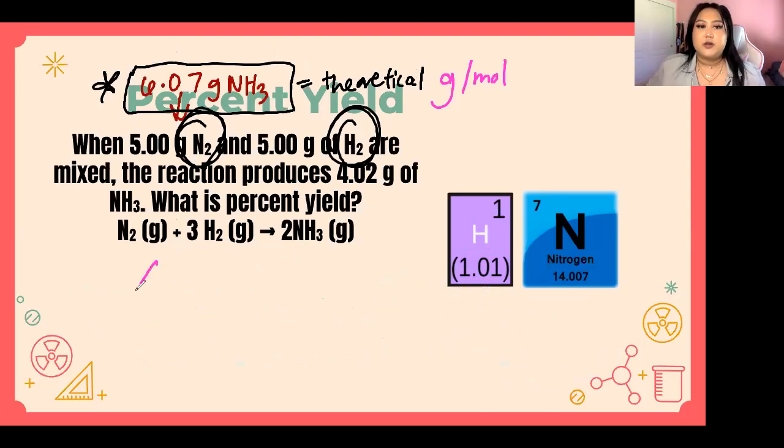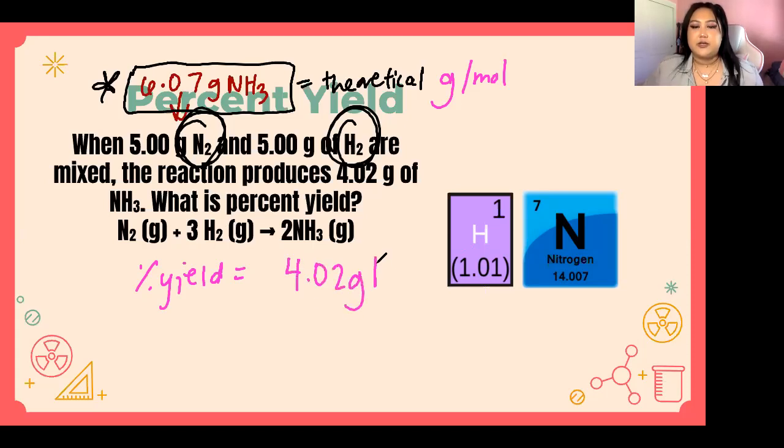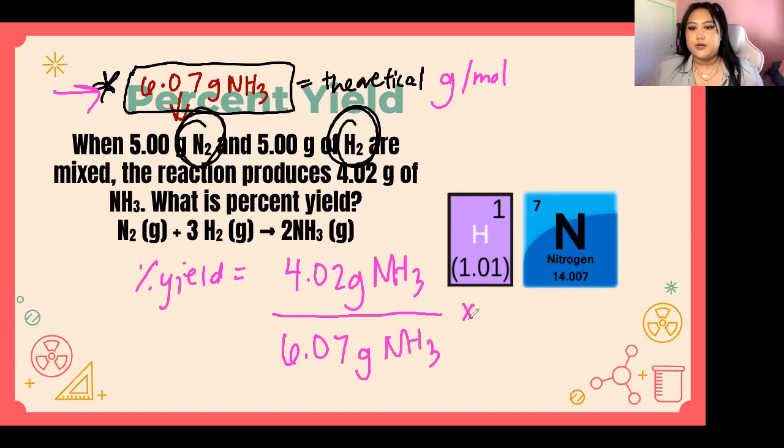Going back to percent yield equals actual over theoretical. Actual is our 4.02 grams NH3 over our theoretical, which we already solved for, 6 grams of NH3, times 100%. What does that get us? 66%. Okay, cool.